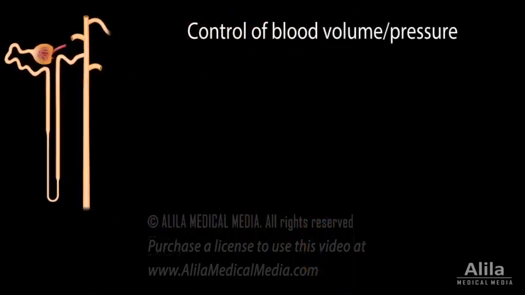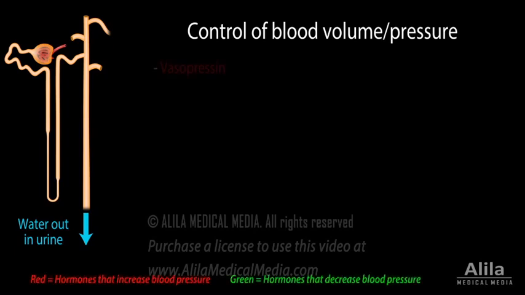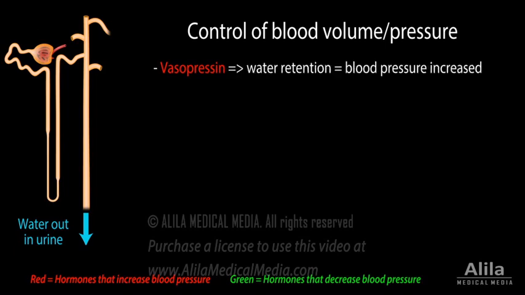The kidneys control blood volume and blood pressure by removing more or less water as necessary. Water excretion by the kidneys is regulated by a number of hormones, including vasopressin, also known as antidiuretic hormone, a hypothalamic hormone released in response to low blood volume or high plasma osmolality. Vasopressin causes the kidneys to retain more water by increasing water permeability of the collecting duct.